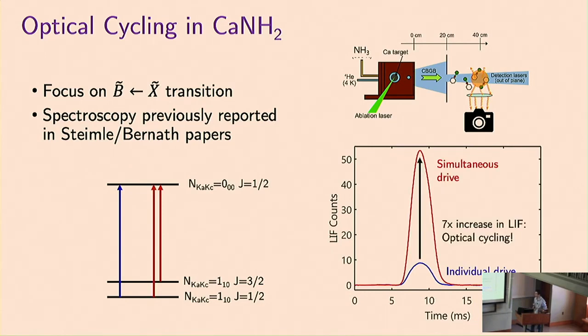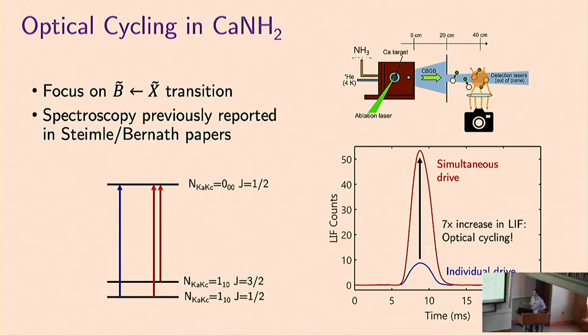When we drive both of the spin rotation components that need to be addressed in order to achieve the closed rotational cycle, we see that the fluorescent signal increases by about a factor of 7. Now, driving either one of these ground states, since they have about the same strength and about the same natural population, you might expect driving either of these individually would double the signal. So the large increase, much larger than a factor of 2, is saying that we really are scattering multiple photons from a single CaNH2 molecule, which is the first indication of optical cycling in an asymmetric top molecule.